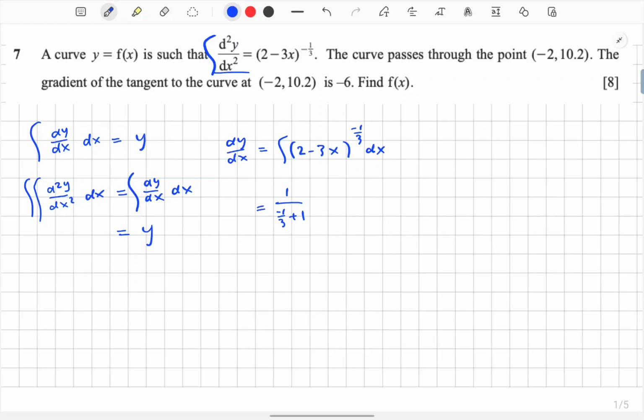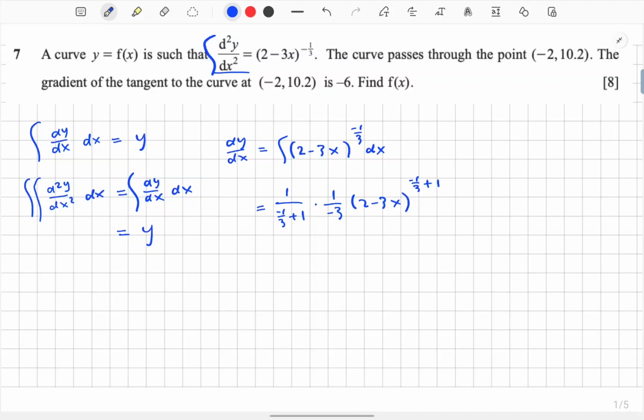And the next step is that we will divide by -3, because in differentiation, because of chain rule, we also multiply by the derivative of the bracket. So the coefficient is -3, so we're dividing by it right now. And here comes our bracket. The same in the power, we'll plus 1 for the same reason.